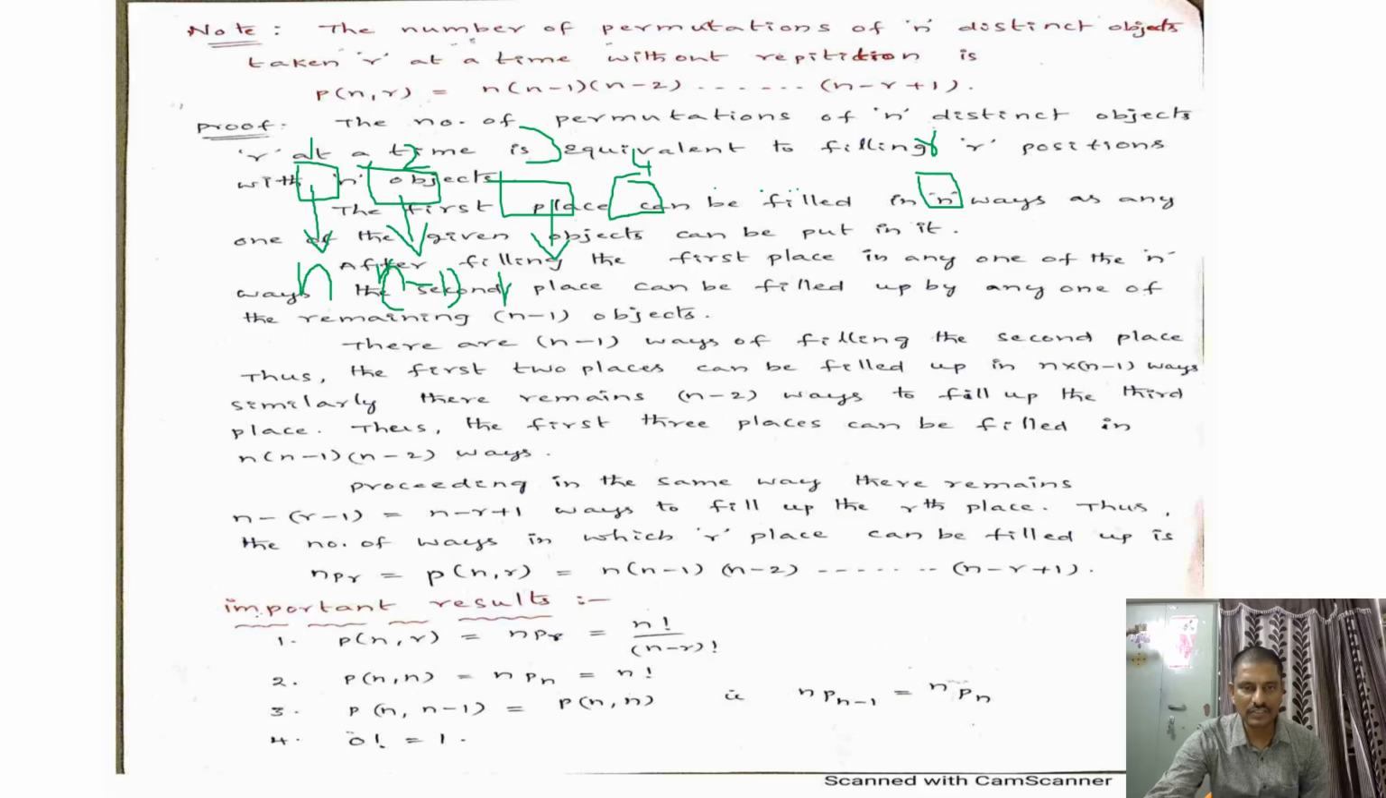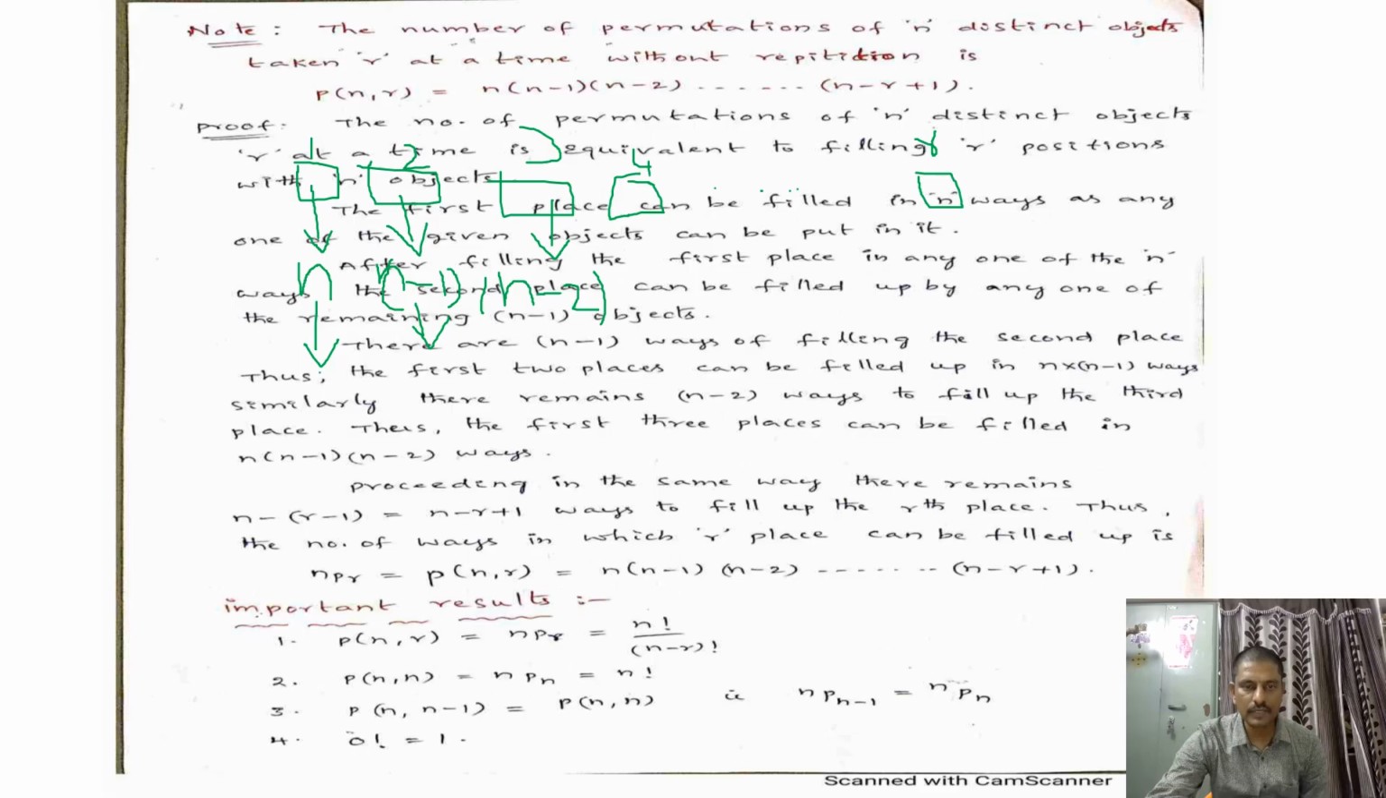Now the third can be filled in n minus 2 ways. Clear? Very good. I think you understood, right? Because two objects are already filled, that means two things are gone. Therefore n minus 2 objects remain in our hand. So the third can be filled in n minus 2 ways. Here the first work can be done in n different ways, and the second work can be done in n minus 1 different ways.